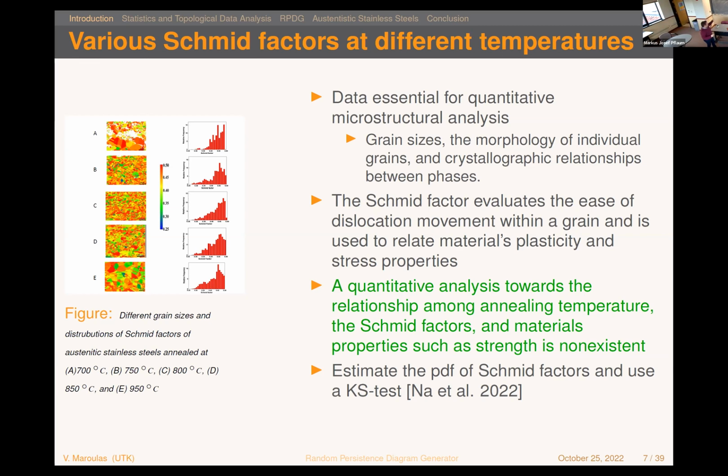Okay, and what the material scientists are very interested in is the breaking point, where they should see a difference in behavior of the material at 900 Celsius. So 950 should definitely behave differently than the rest. What our friends in material sciences do is consider a parameter they call the Schmid factor, which evaluates the ease of dislocation movement within a grain. This is related to plasticity and stress properties, and it is represented by the various colors in A through E, and they make histograms.